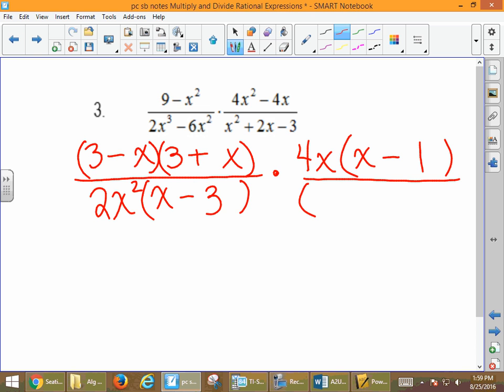In this denominator, there's no number in front of the x squared, which makes it a little bit easier to work with. X squared is x and x. The only factors of 3 are 3 and 1. And we need them to combine to be positive 2.